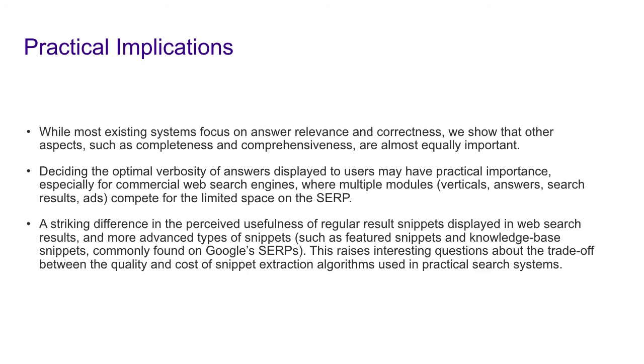Third, there is a major difference in the perceived usefulness of the regular search result snippets and more advanced snippets, such as featured snippets and knowledge-based snippets, which may be more costly to generate. This raises interesting questions about the trade-off between the quality and cost of snippet extraction algorithms used in practical search systems. You may refer to the paper for further results and findings.